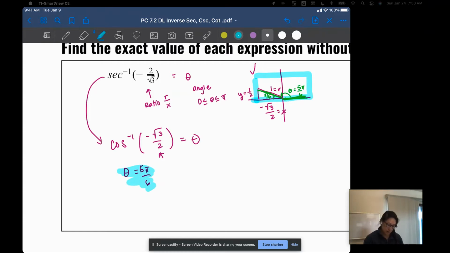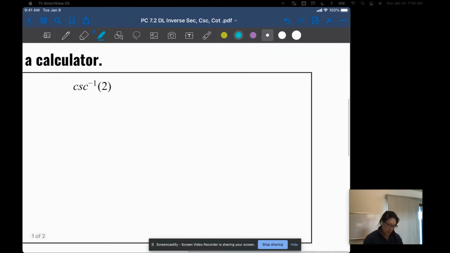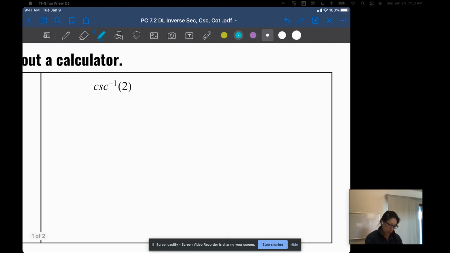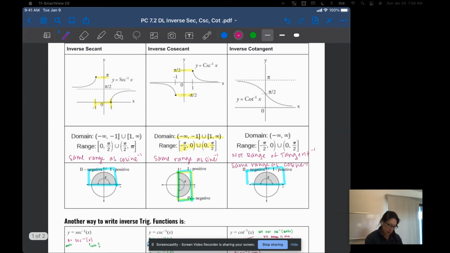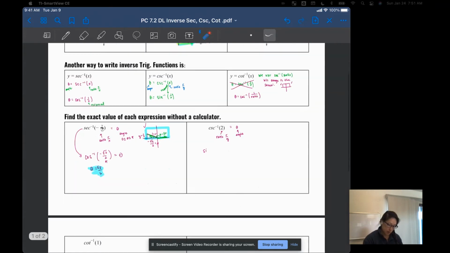Okay, next, cosecant inverse of 2. Again, I'm going to label that this is my ratio, and it consists of the r length over the y length. Since it's cosecant inverse, I can just use the sine. This equals theta, which is going to be an angle. I go back up to my list, and cosecant inverse is between -pi/2 and pi/2.